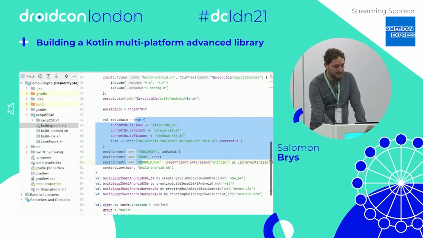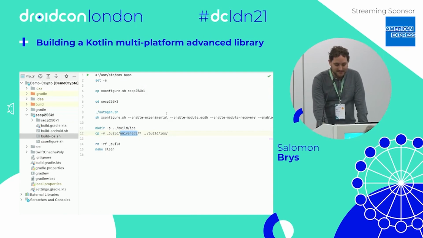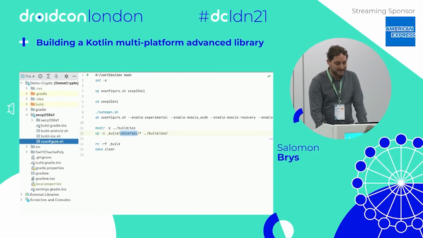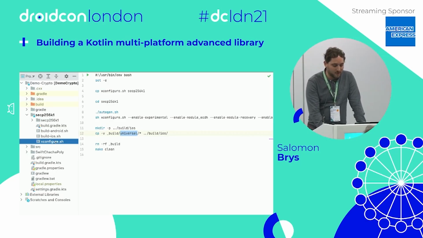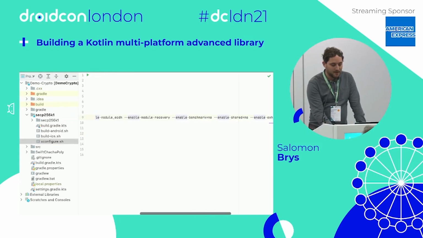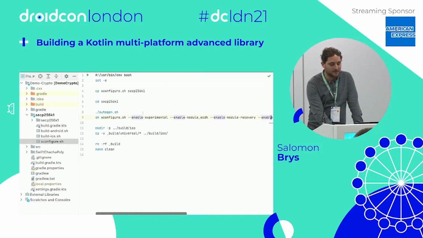So how do these shell scripts look? Well, for iOS, it's pretty simple because I'm using a script that I found on the internet, called xconfigure. It's a script that will basically compile twice and create a universal library for iOS. So all I have to give it is the parameters that it would give to the SecP256K1 configure script, and then I basically move the file.